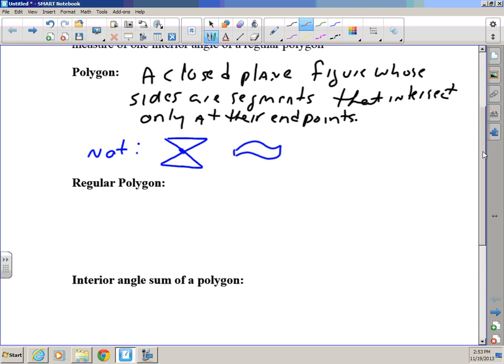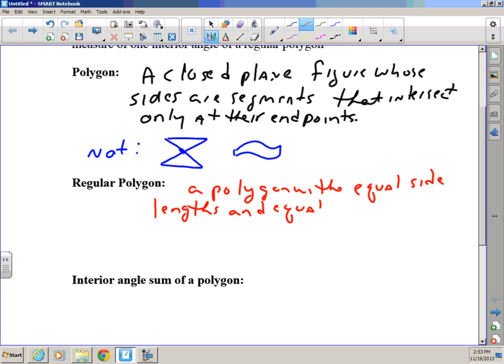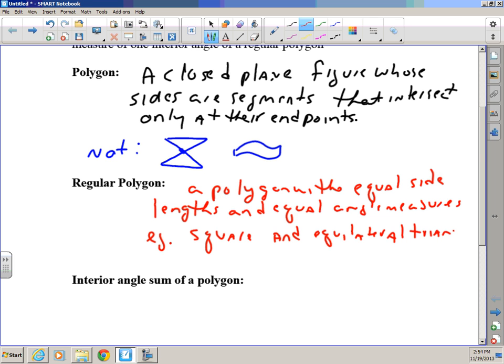A regular polygon is a polygon with equal side lengths and equal angle measures. Two very typical examples: a square, where all angles are 90 degrees and all four sides are equal, and an equilateral triangle, where all angles are 60 degrees and all sides are equal in length.